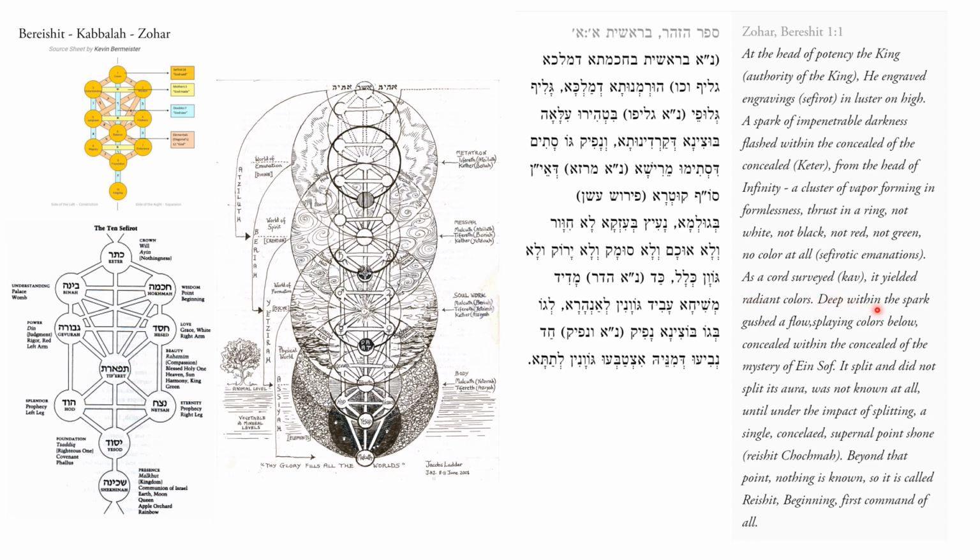Deep within the spark gushed a flow, splaying colors below, concealed within the concealed of the mystery of Ein Sof, the infinite, the never end, the no end. It split and did not split. Its aura was not known at all until, under the impact of splitting, a single concealed supernal point shone.